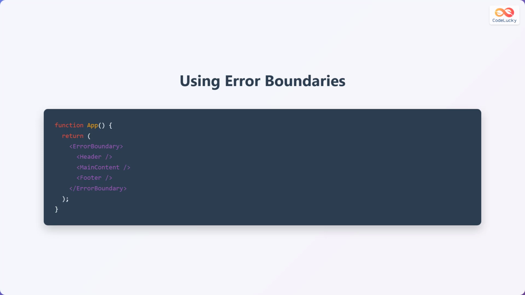Now let's see how to use this error boundary. To use the error boundary, simply wrap any component that you want to protect with the error boundary component. In this example, the header, main content, and footer components are wrapped with the error boundary. If any of these components throw an error, the error boundary will catch it and render the fallback user interface.